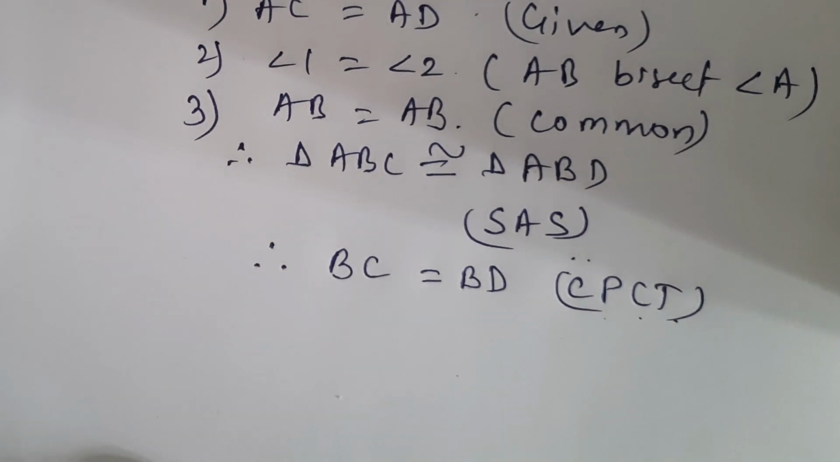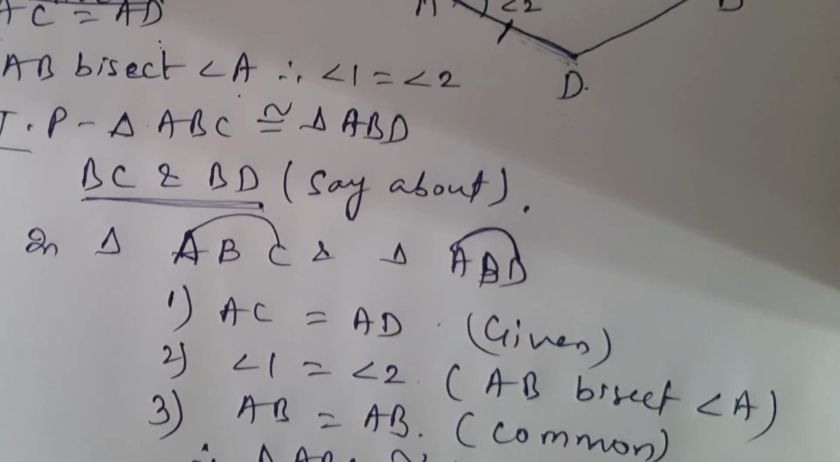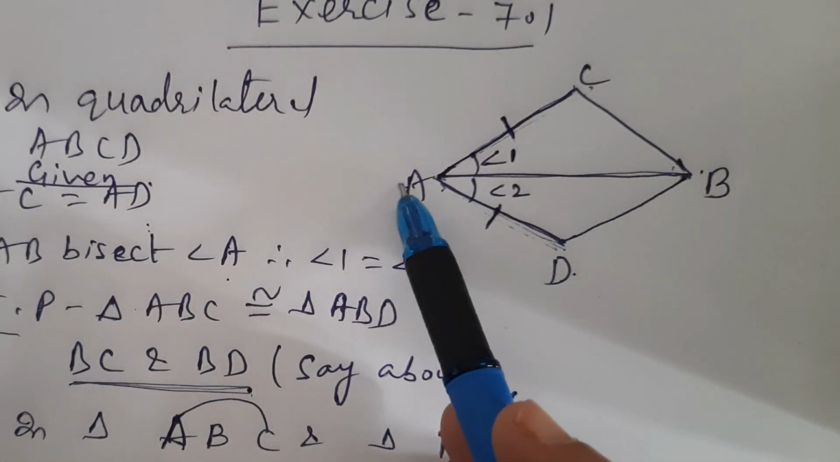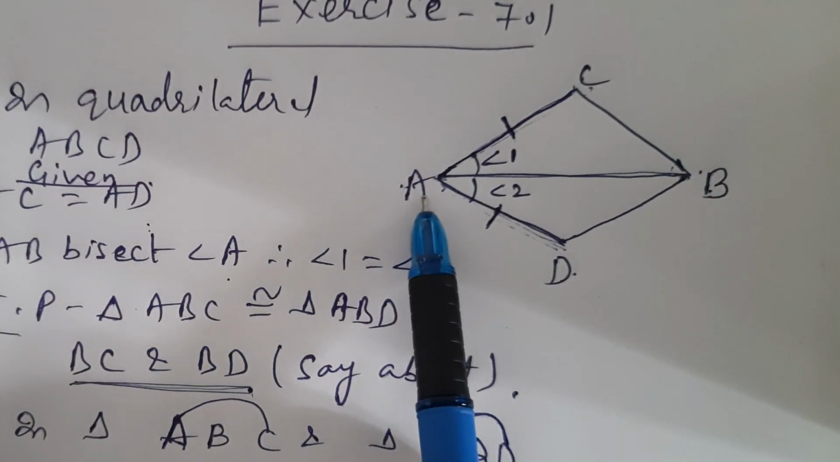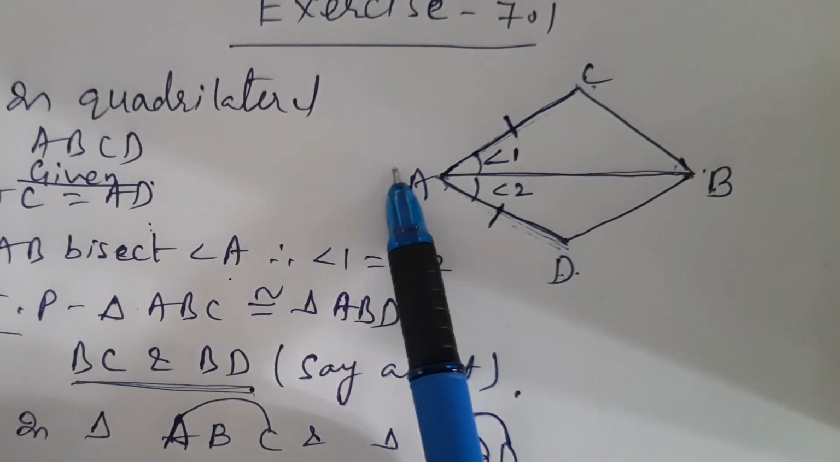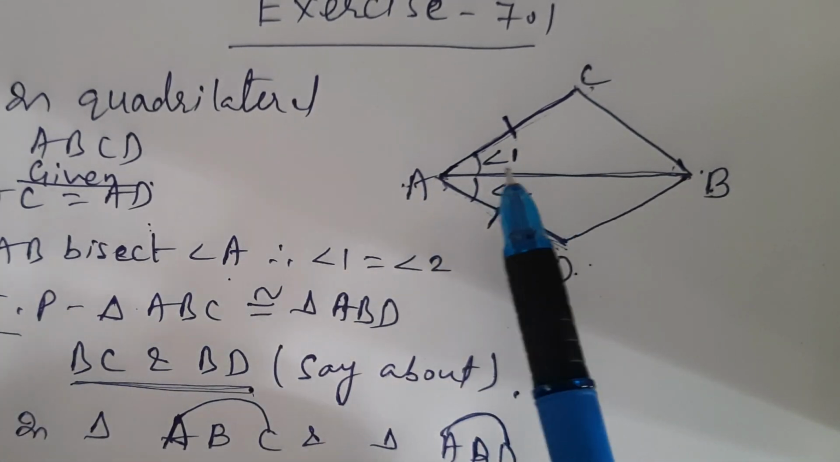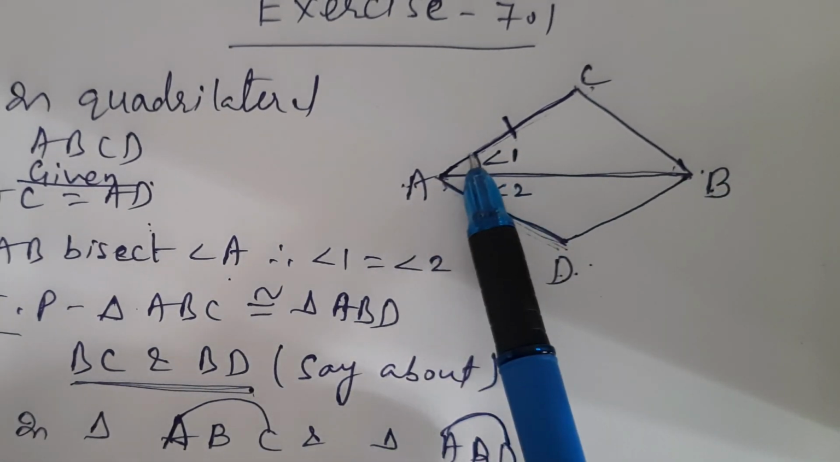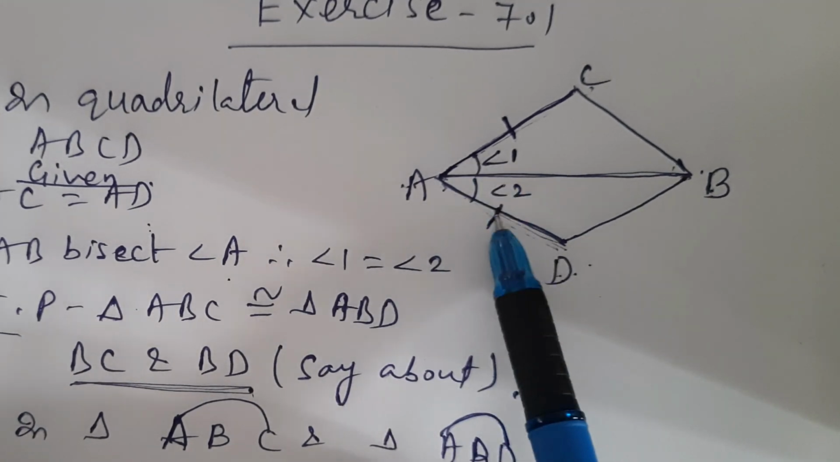So let's once again go through the question. Here in the question it was given triangle ACB and triangle ADB. We need to make them congruent. A quadrilateral was given where the two sides are equal and AB is bisecting angle A. Bisecting means it is dividing the angle into two equal parts.